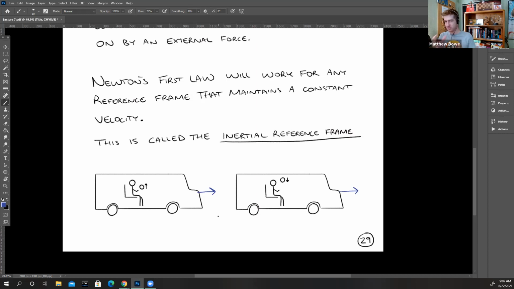Hopefully you can see the two sides of thinking and maybe the need of at least stating this, that for some things that are already moving, we just declare that this zone is the inertial reference frame. So everything within it is going to obey Newton's first law. Okay.